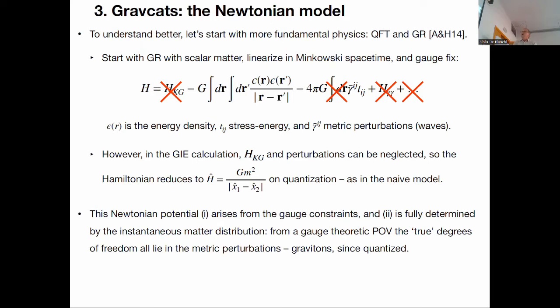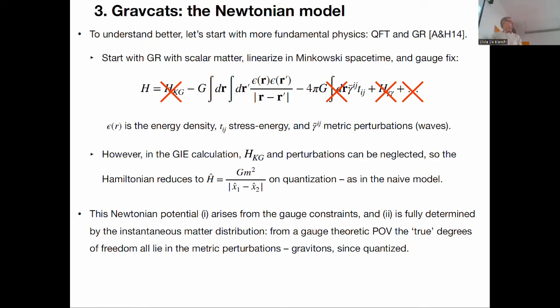Okay. So Anastopoulos and Hu, and people who are skeptical about whether we're seeing the quantum nature of gravity, point to this kind of derivation. Not in that paper, but in later papers, commentaries. They say, look, this Newtonian potential is just a gauge constraint term. It's just from the Gaussian constraint. It's fully determined by the instantaneous matter distribution. It doesn't involve any of the gammas, which from a gauge point of view are what one calls the true degrees of freedom, the physical ones, the ones that actually have some dynamics. And so there's no real physics here, so we couldn't be seeing quantum gravity here.